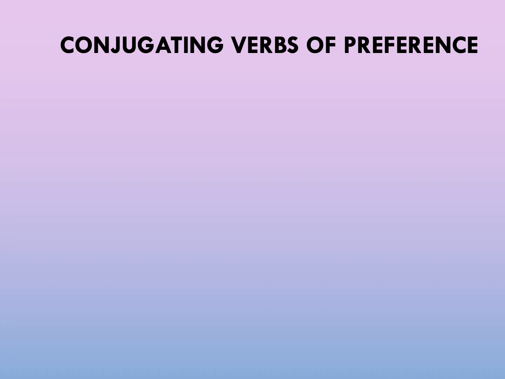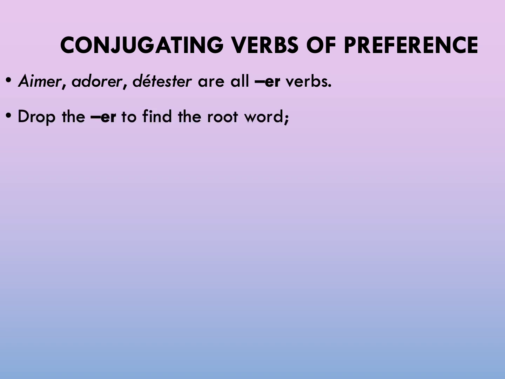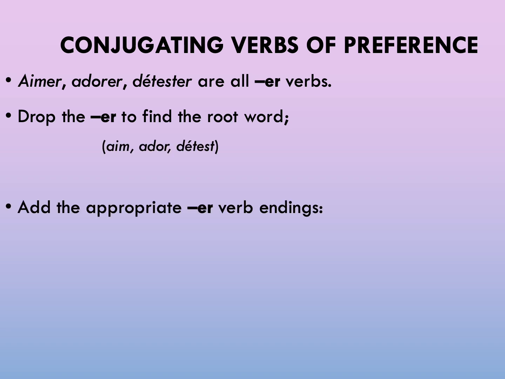Conjugating verbs of preference. As we learned previously, we drop the ER and add the appropriate ER verb endings. The ER verb endings are as follows. Aimer, adorer, and détester are all ER verbs. You drop the ER to find the root word: aime, adore, déteste. Add the appropriate ER verb endings.